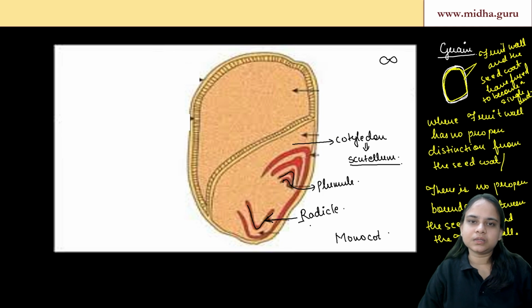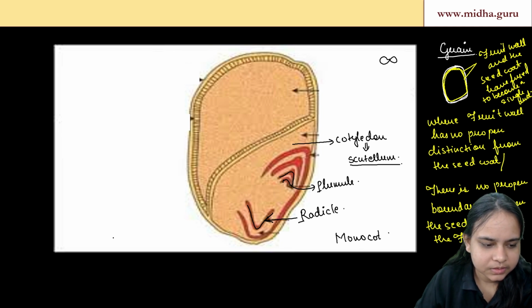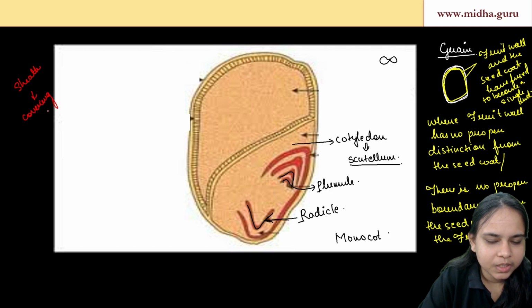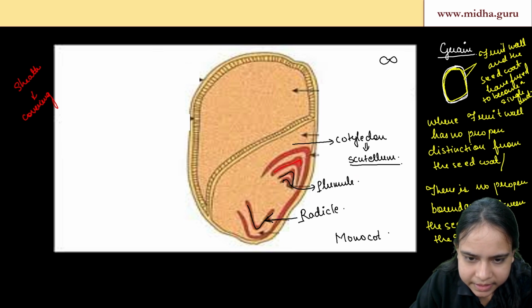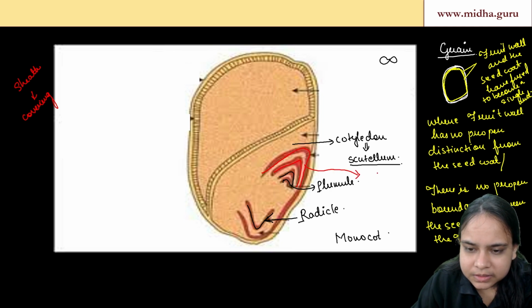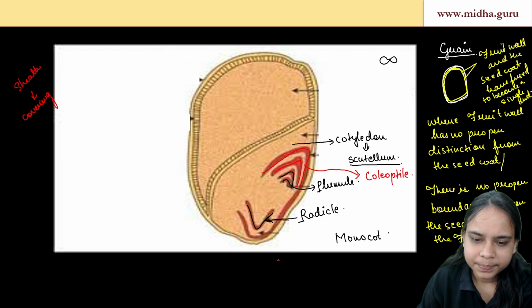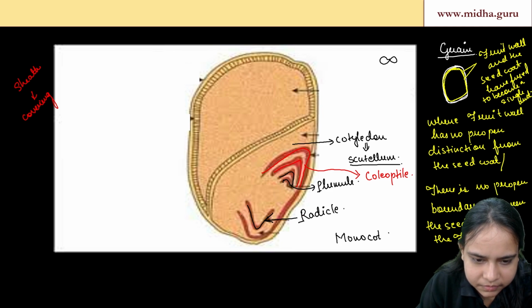But unlike in dicot root, we have a separate sheath. What is a sheath? What do we understand with the term sheath? This is a covering. So we have a separate covering for the plumule. These layers we can easily identify. This is coleoptile. And a sheath or a covering protecting the radicle from outside.